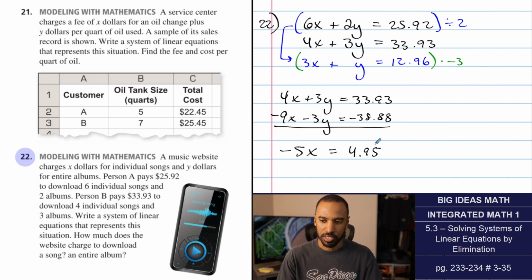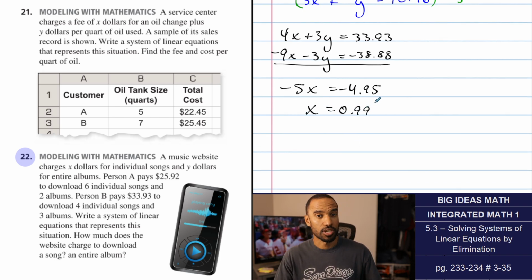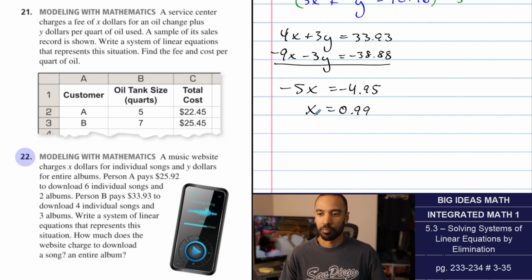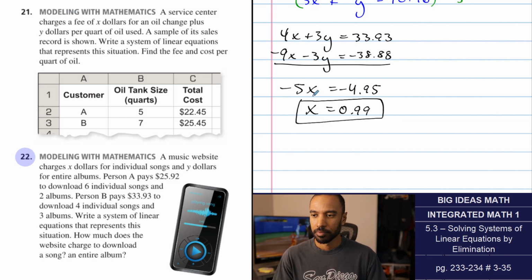I think that's 99 cents. Oh, negative 495. I think that's 99 cents there. X equals 0.99. So 99 cents a song. Fair. I think iTunes does that. 99 cents a song for X.